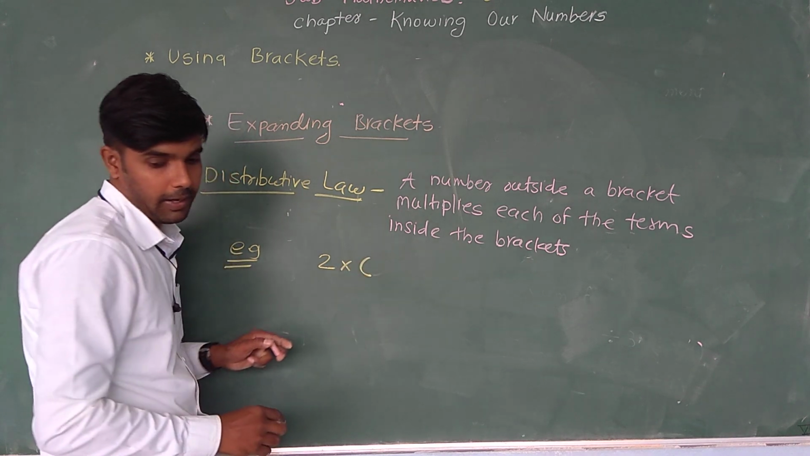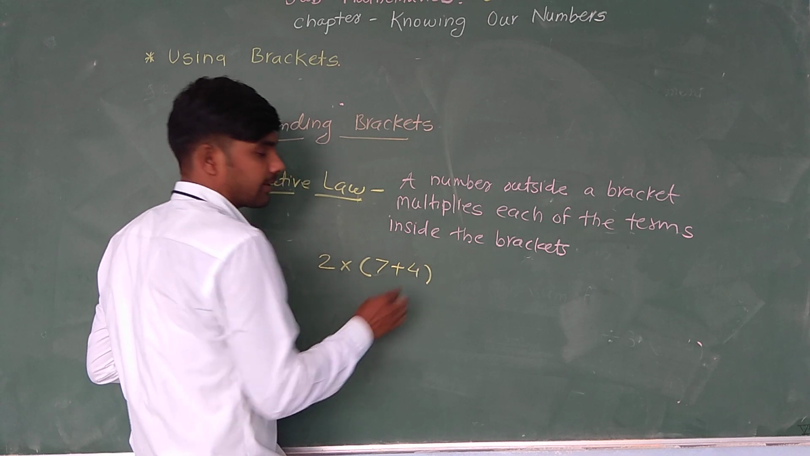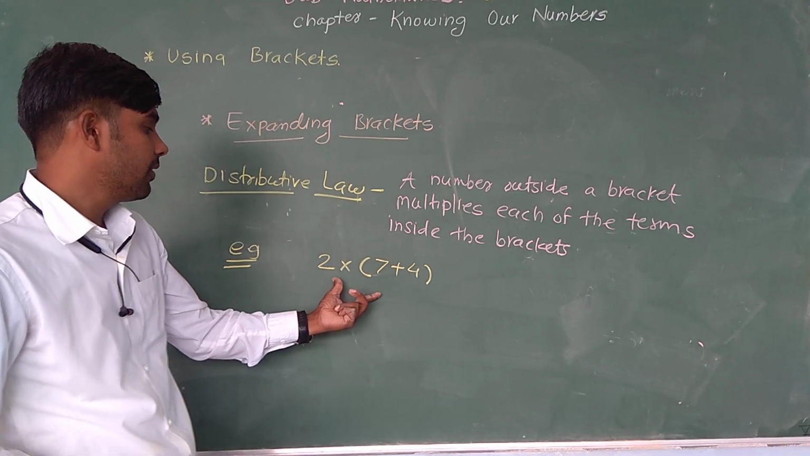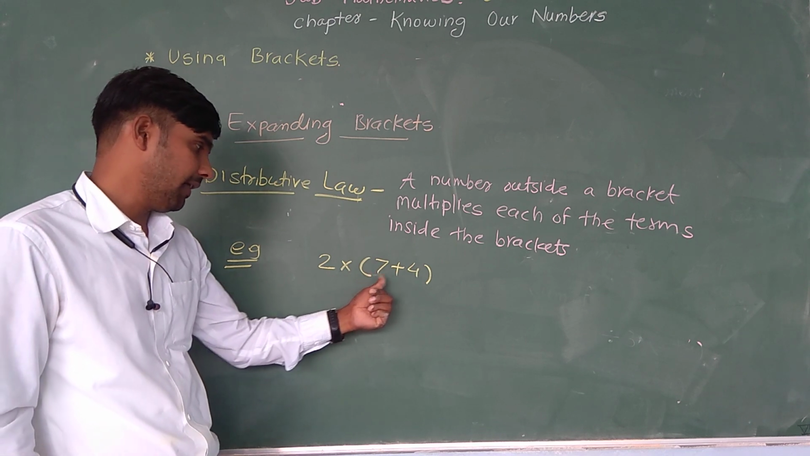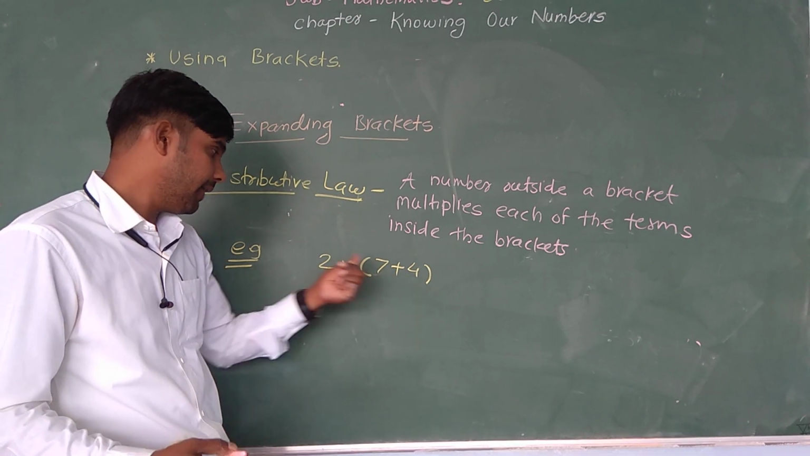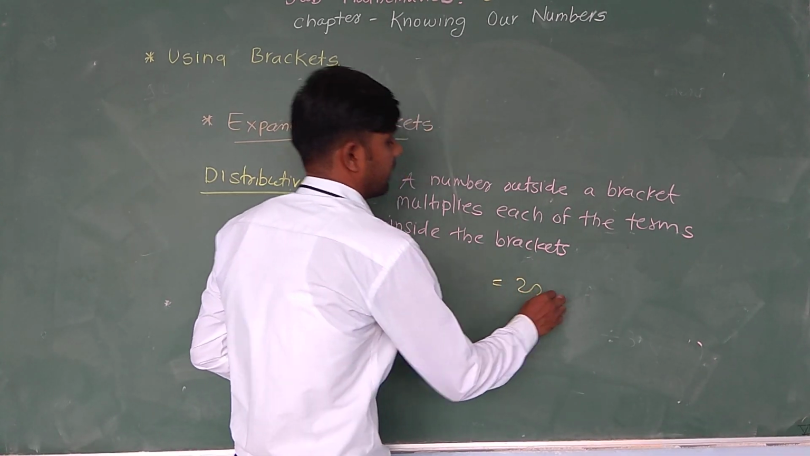2 multiplied by (7 plus 4). We have seen this type of example in simplification. That is 7 plus 4, 11. 11 multiplied by 2 is equal to 22, which is our answer.